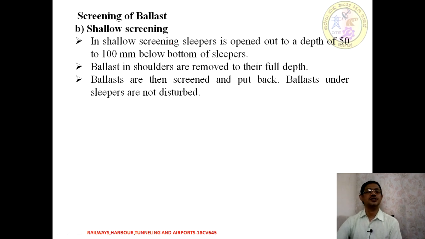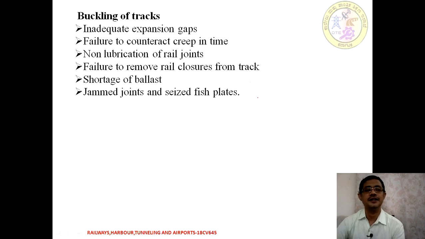Next is shallow screening. In shallow screening, the sleepers are opened out to a depth of 50 to 100 mm below the bottom of the sleeper. Ballast in the shoulders is removed to its full depth, then the ballast is screened, put back to its position and compacted. In this case, ballast under the sleepers is not disturbed. So this is how screening is done in two types: deep screening and shallow screening.